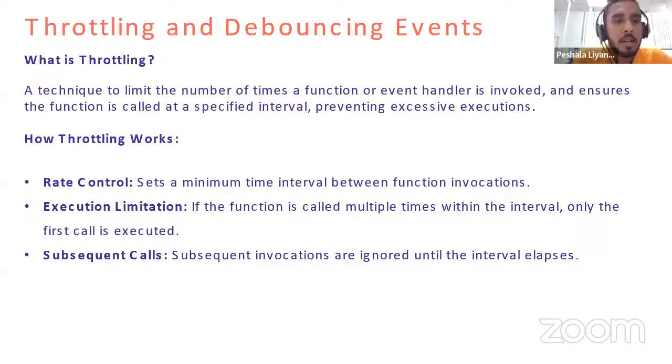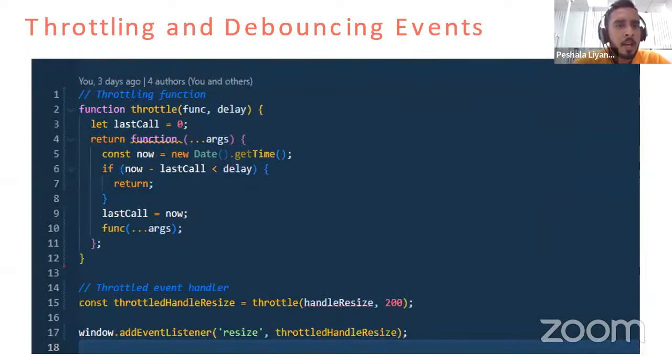Okay, throttling and debouncing events. So basically, throttling is to limit functional execution, and it makes sure that at least it runs once after a specific period of time. And we can set a time interval for a function to execute. That's what this throttling does. I'll give you an example. I have the code even here.